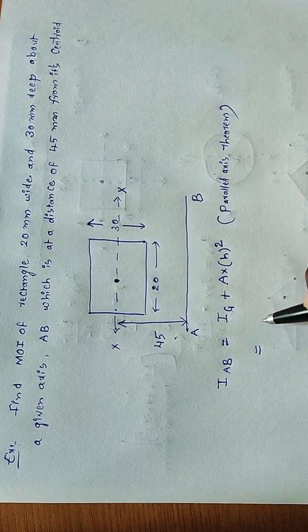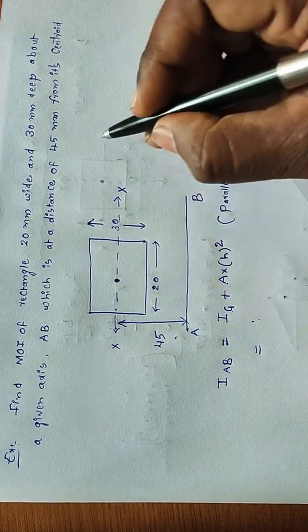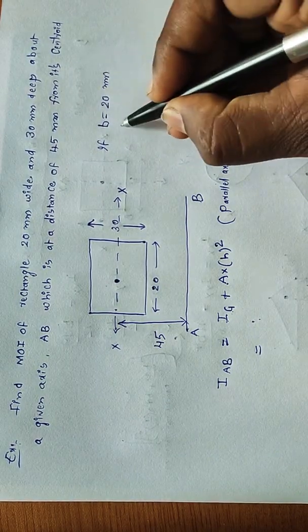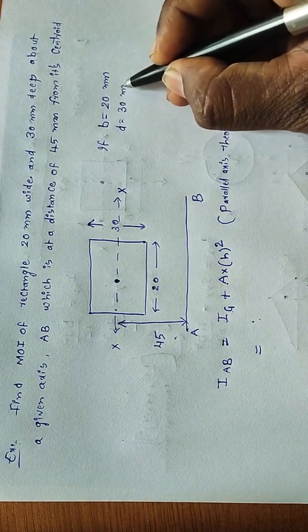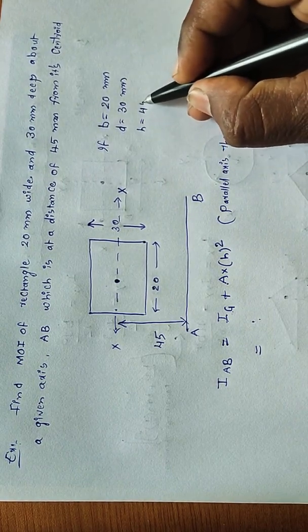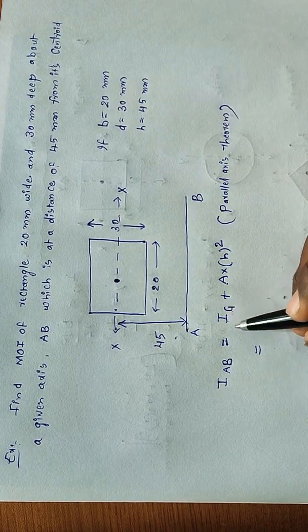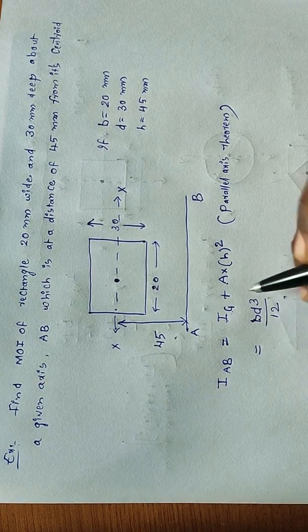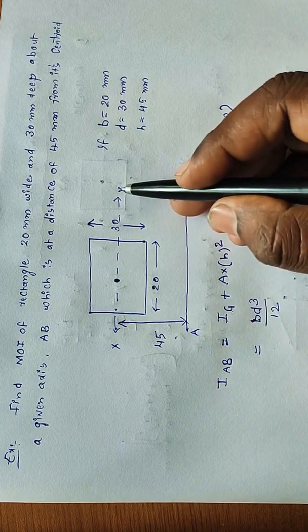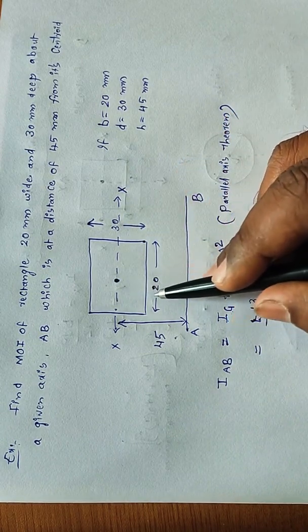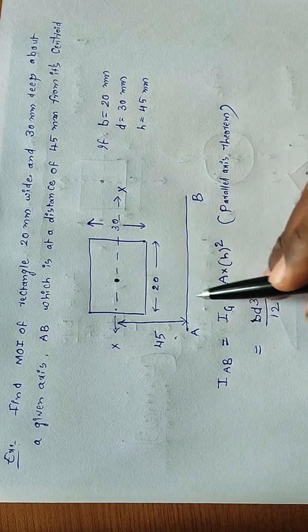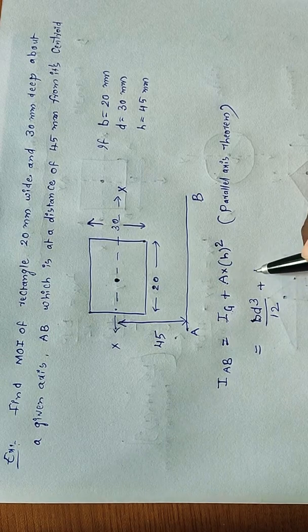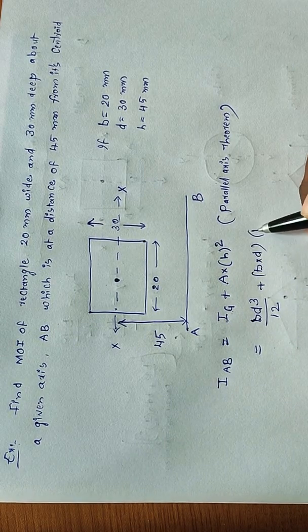For a rectangle we know the formula. If the width is B, 20 mm, and the depth is D, then H is 45 mm. The moment of inertia about the centroidal axis is BD cube by 12. The centroidal axis is XX, and this 20 mm dimension is parallel to it, so we assume B equals 20 mm. So BD cube by 12 plus area B into D, into H square.